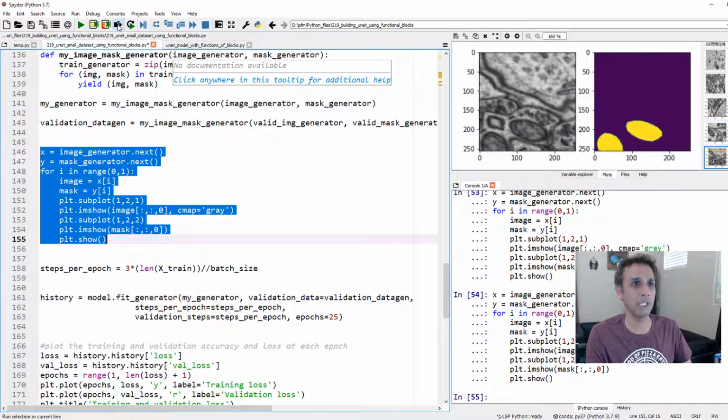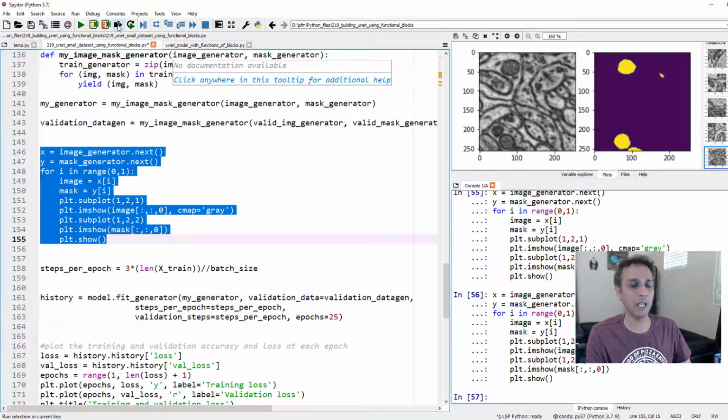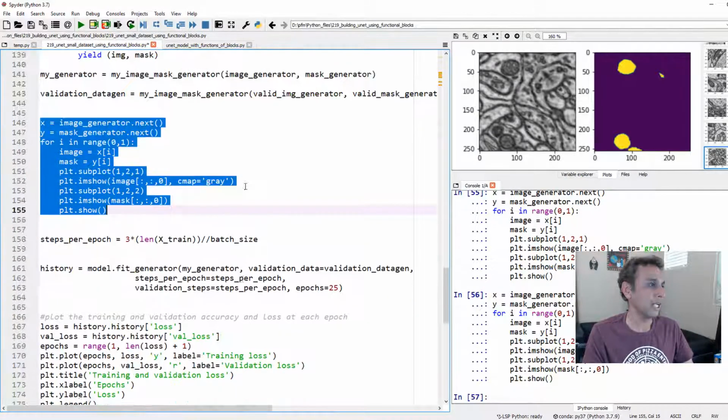Yep, it seems to be doing an amazing job right there. All of these are augmented, meaning none of these are actual original patches, but they're transformed one way or the other. Okay, so I think we're good.